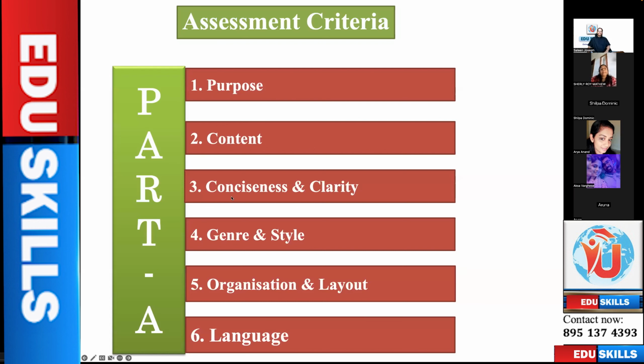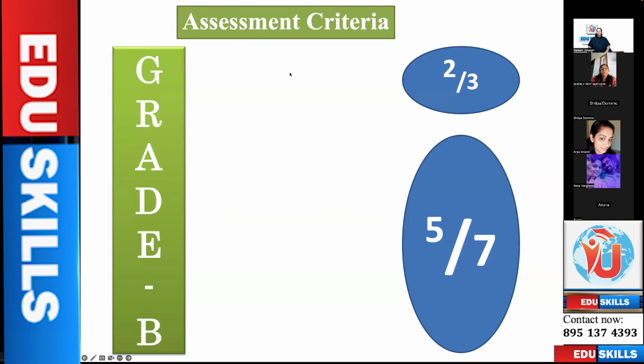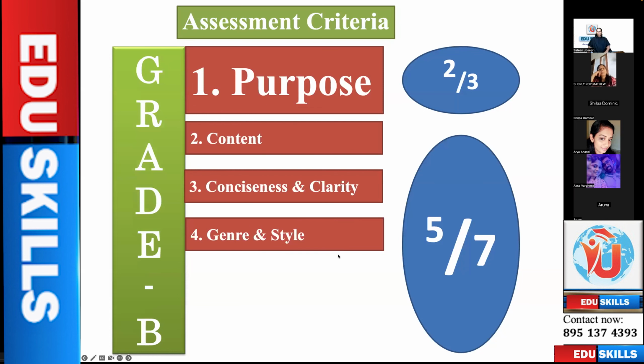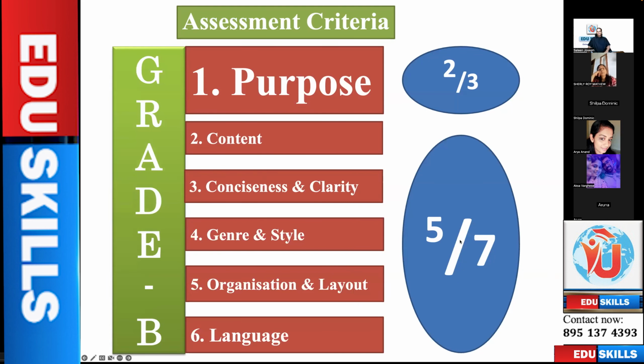So when you practice, you should be focusing on all these 6 assessment criteria. For example, purpose is scored 1 to 3, and unless you get 2, you will not get a grade B or A. Otherwise, like all other segments, they are scored 1 to 7. Content will have 1 to 7. Again, conciseness and clarity, manner and style, organization and layout, language. For a B grade, you have to get 5.